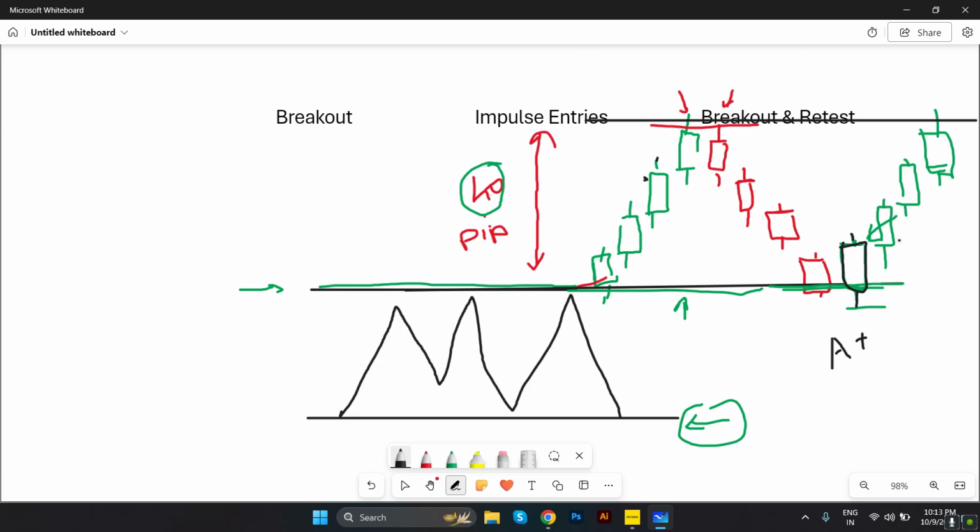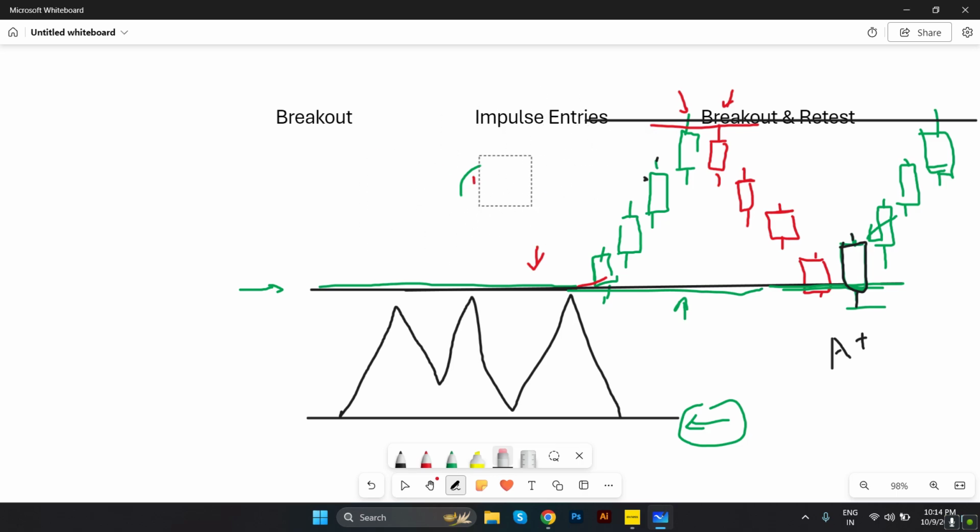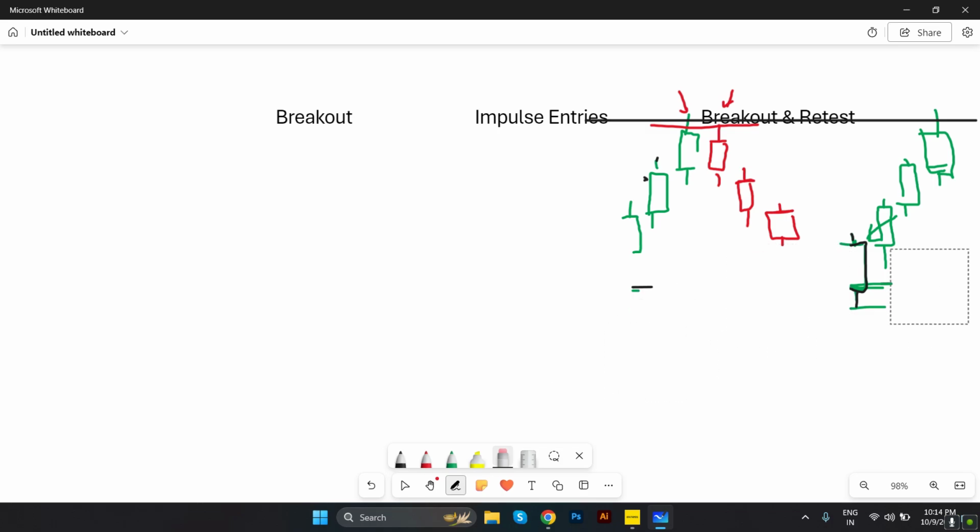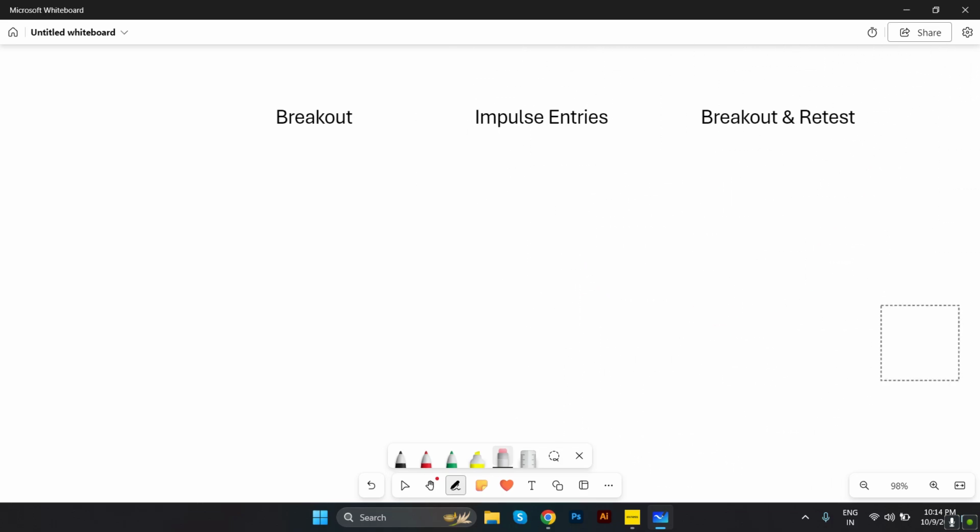So these are the basic foundations that I have: breakout impulse entries and breakout entries tests. This is the only thing that I do most of the time in my trading and in my analysis, and this is how I enter into the market. There are a few more things, like fake outs, and there are ways that you enter into the market with experience.